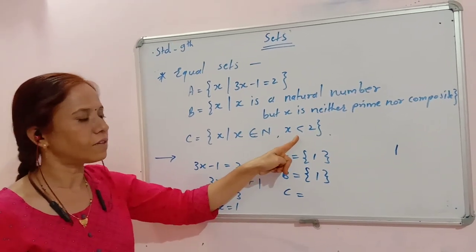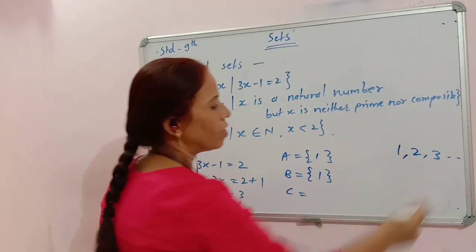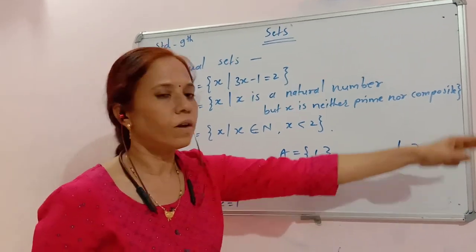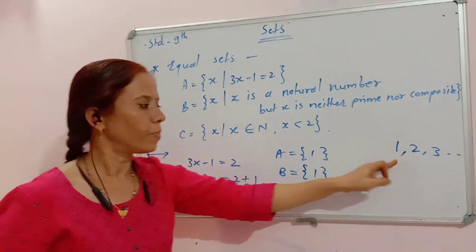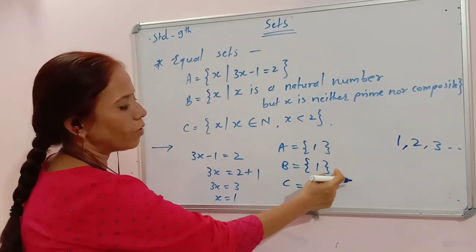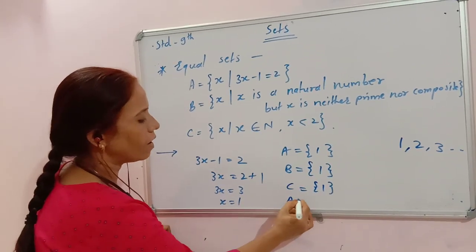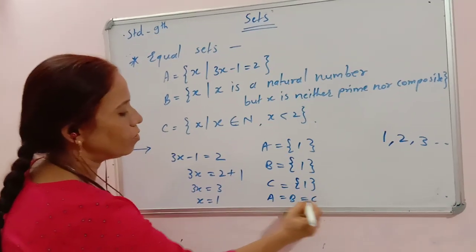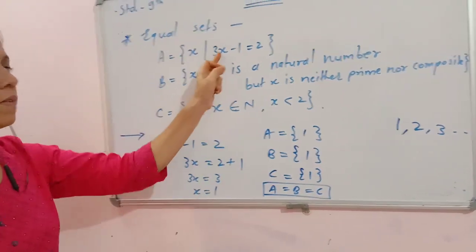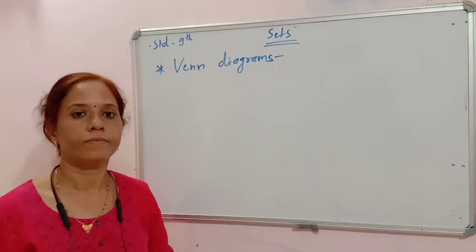So which are the natural numbers which are less than 2? Again natural numbers start from 1. So only one element is there which is less than 2. All other natural numbers are bigger than 2. Therefore again only one element will come there. And therefore from 1, 2 and 3, A, B, C are equal sets. A equal to B equal to C. Okay. So we have checked whether these sets are equal or not by writing them in the listing method.